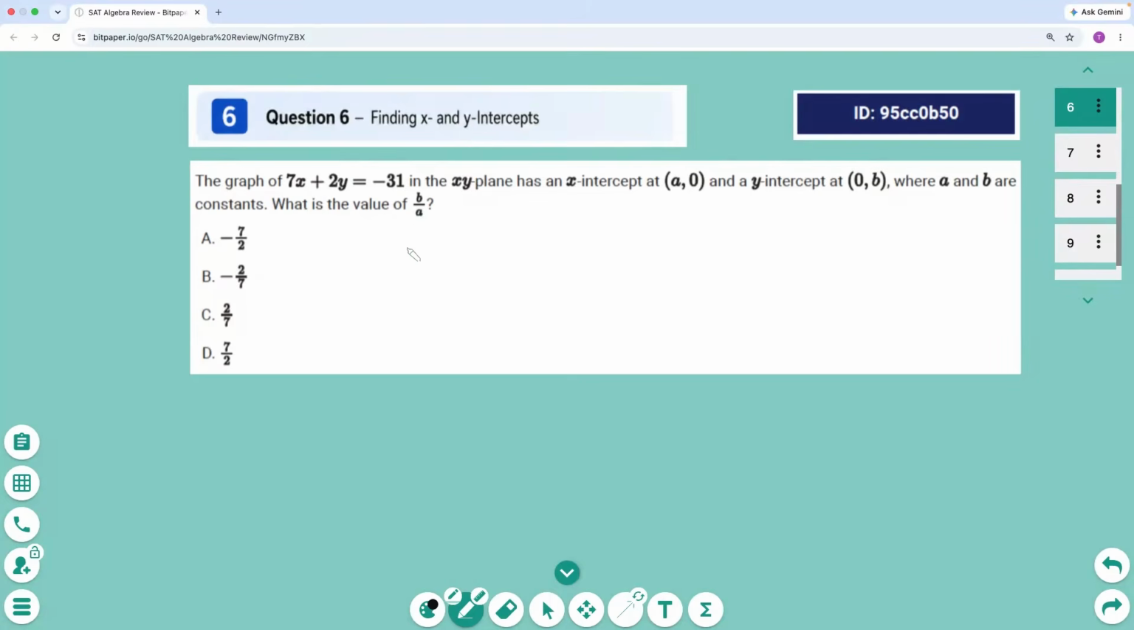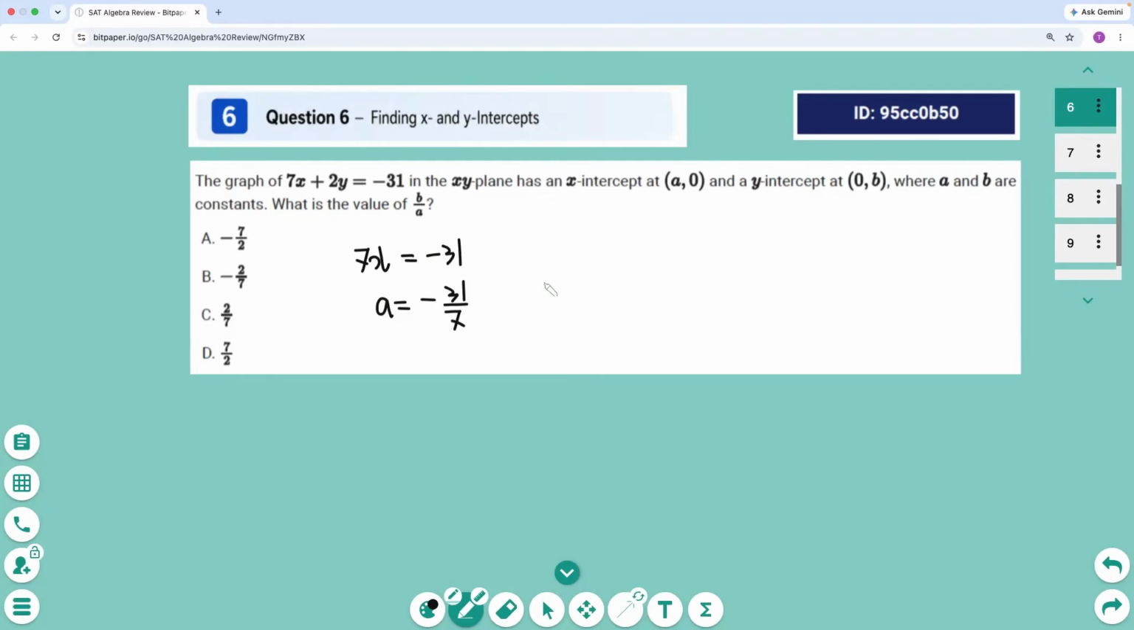Let's take a look at the next problem. The graph of 7x plus 2y is equal to negative 31 has an x-intercept at (a, 0) and y-intercept at (0, b). What is the value of b over a? First, let's find the x-intercept a by setting y equals 0. Substituting 0 for y gives 7x is equal to negative 31. So the value of a is equal to negative 31 over 7.